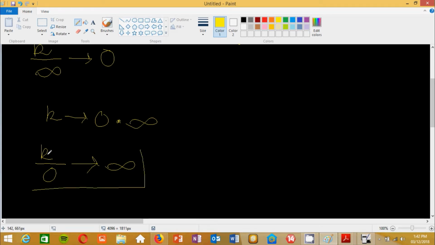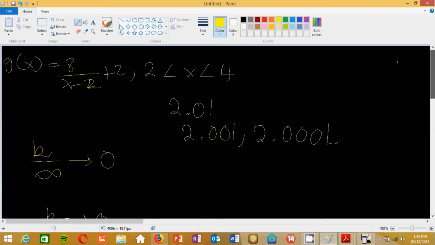Okay, so whenever you divide a constant by 0, you're going to approach the number infinity. So by the same logic here, if x approaches 2, 2 minus 2 is 0. 8 divided by 0, we know that's going to approach infinity. Infinity plus 2 is just infinity. It's just going to be a very big number as well. So what we're going to say is, when x approaches 2, g of x approaches infinity.